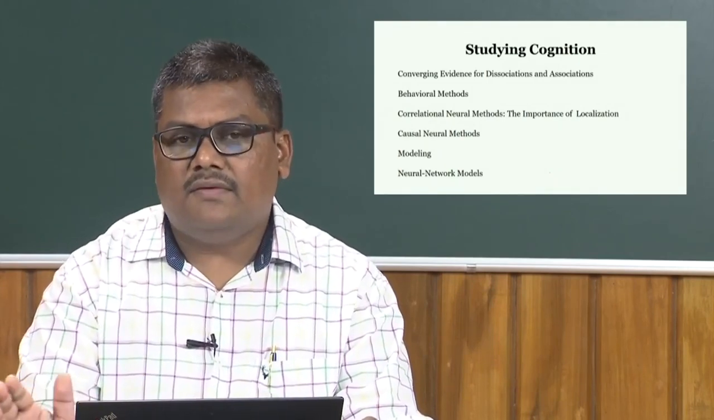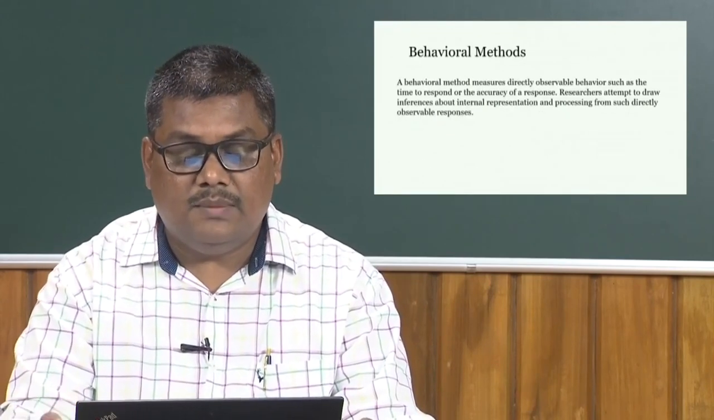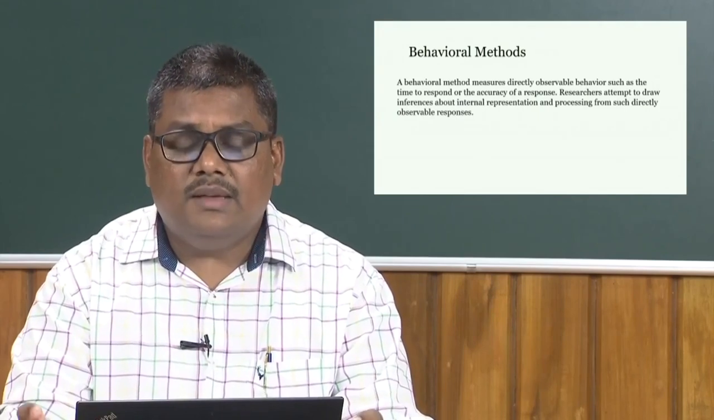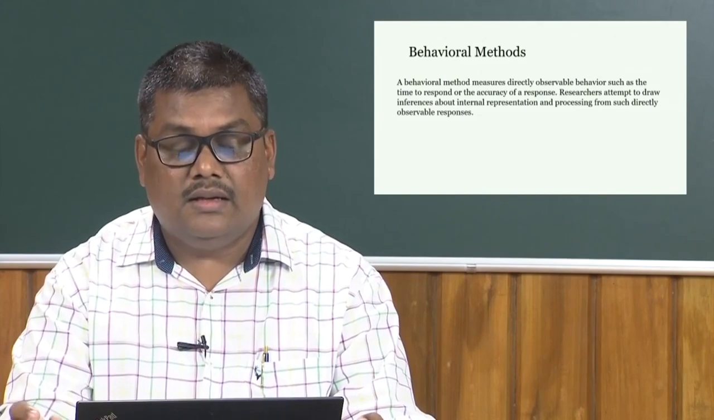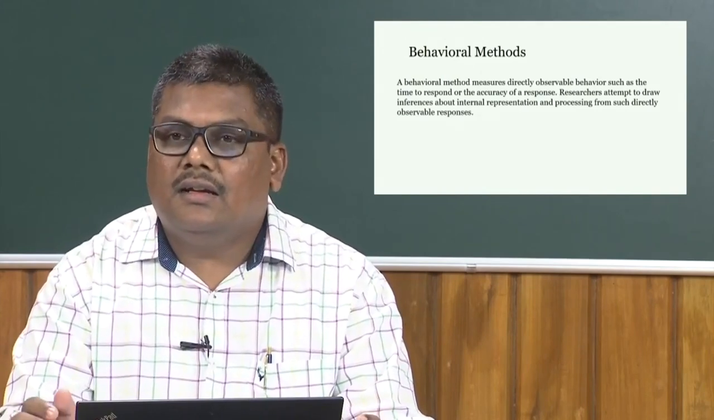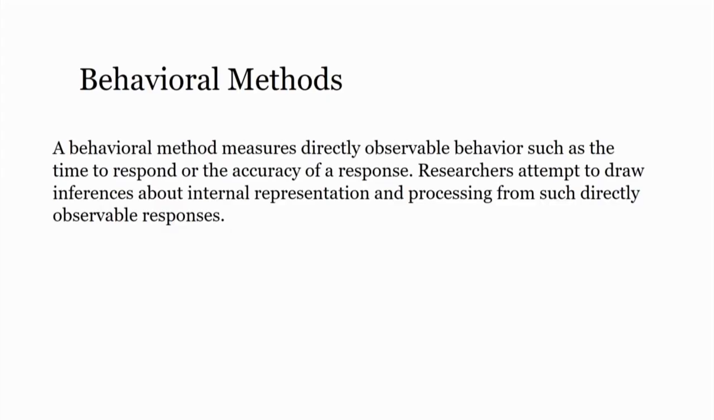Within the modeling, we have the box model approach and the neural network model approach. So, let us start with the behavioral methods. What the behavioral methods generally do is they look at directly observable behavior, like reaction time, the time one person takes to react to something, or accuracy of how accurate a retrieval is from encoding.